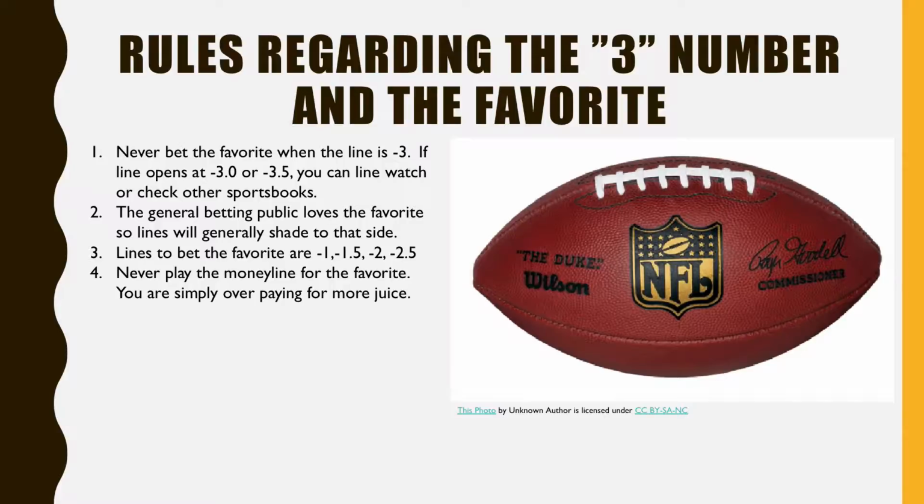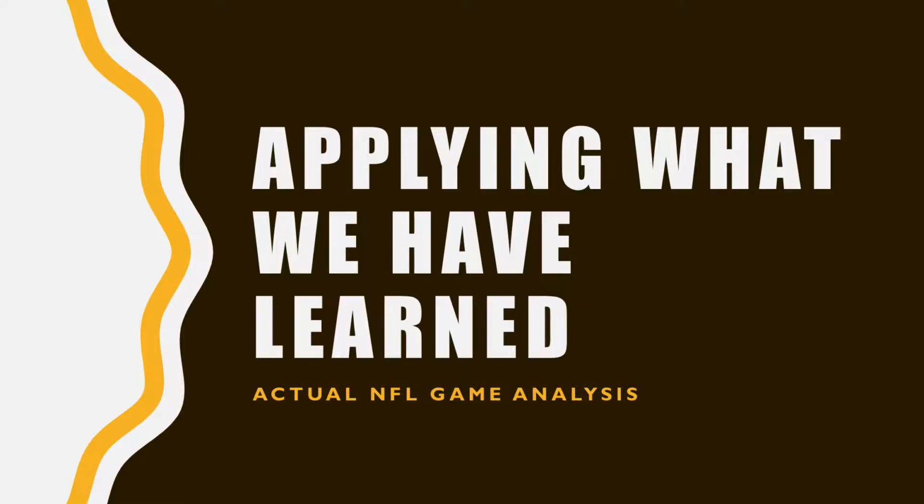Number 4, never play the money line for the favorite. All you're doing if you do this is simply overpaying for more juice. So those are the rules covering the 3 number as the dog, and the rules covering the 3 number as the favorite.